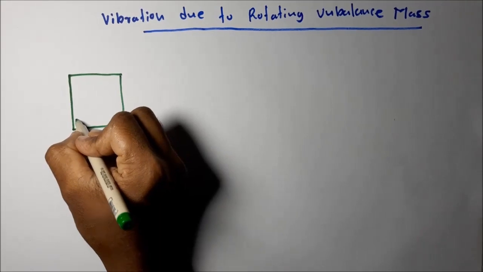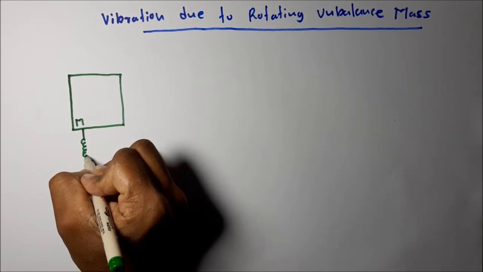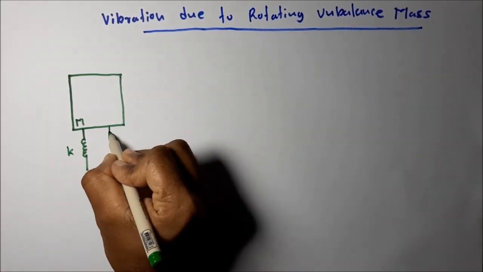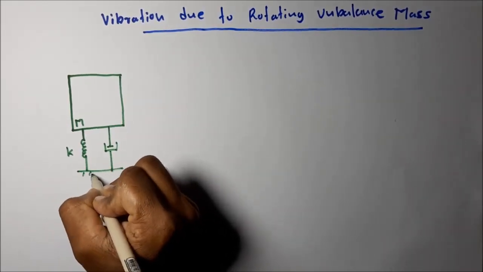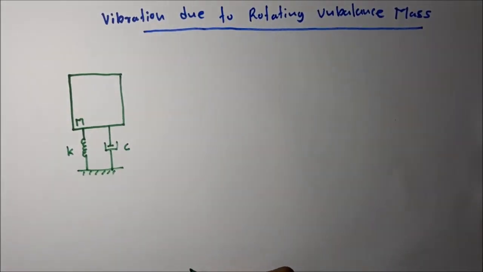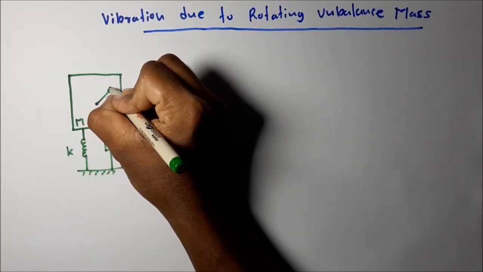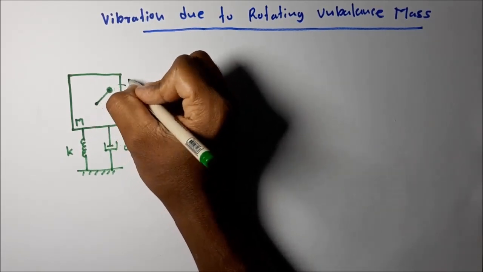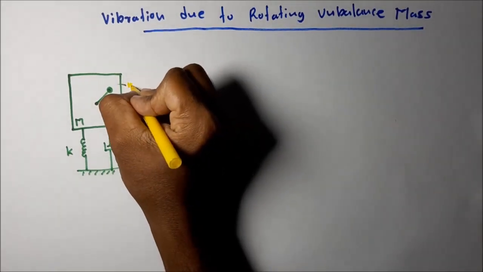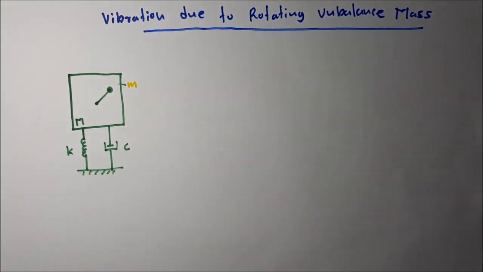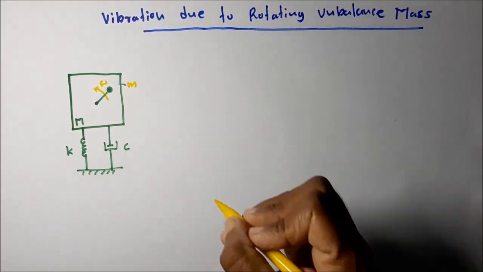Let's take the total mass of the system as M. Then let's take the stiffness of the system, which I will represent by k. And this is the damper, the overall damper, which I will represent by this viscous damper c. Then let's take the rotating unbalanced mass in this way. This is the small m, the unbalanced mass, rotating with angular velocity omega.